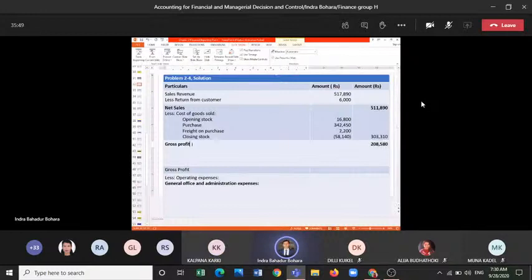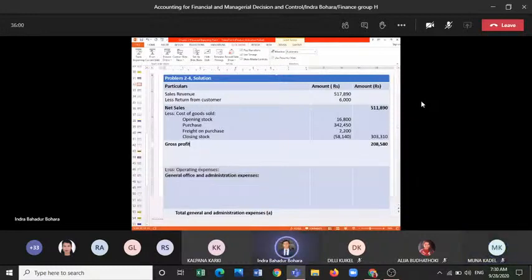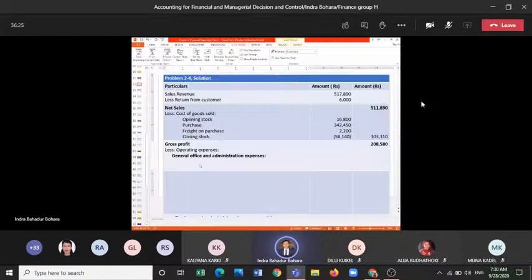Then what do we deduct after gross profit? Operating expenses. You write down less operating expenses. Under operating expenses, there are two headings: general and administration expenses and selling and distribution expenses. So you write down the amount of selling and distribution expenses.